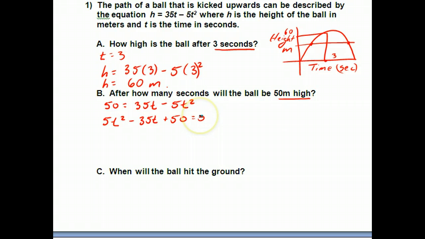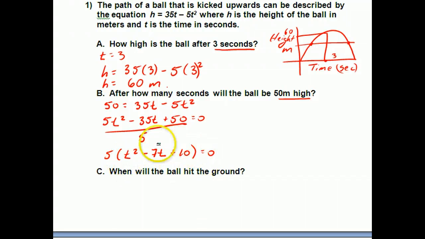Zero. And I'm going to try factoring it out. It looks like I can make life a little easier on myself if I divide everything by 5 here. Divide everything by 5, and that's going to give me my original equation. Now it looks like this: t squared minus 7t plus 10. That's all equal to 0.